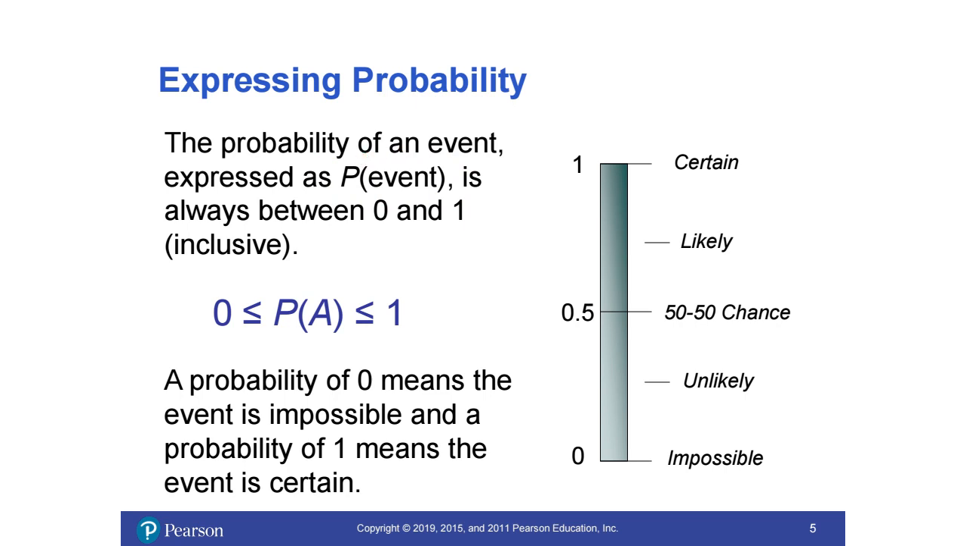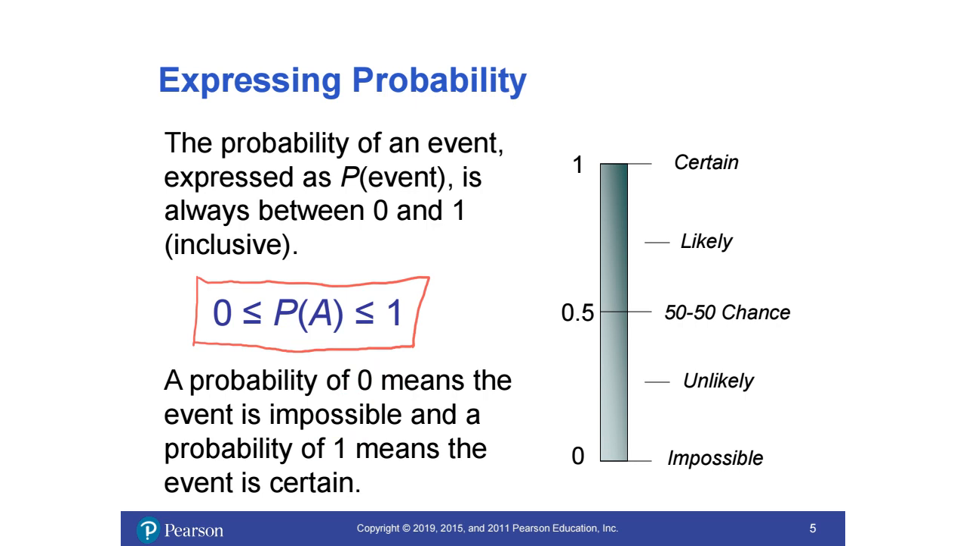Now, this probability is a number, and it's always a number between 0 and 1 inclusive. That is, we have this very important equation that for any event A, the probability of A is always greater than or equal to 0, and it's always less than or equal to 1. And as you know, a probability of 0 means the event is impossible.